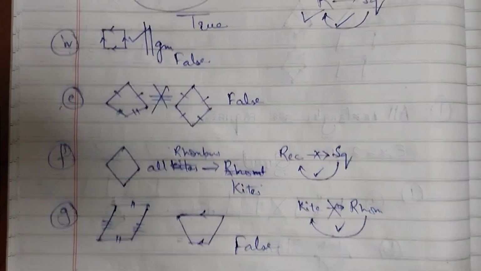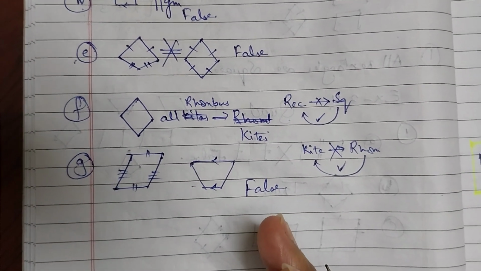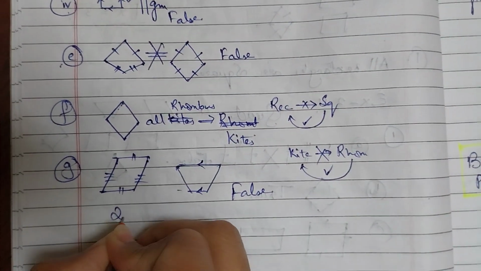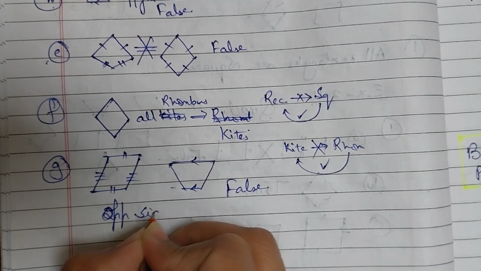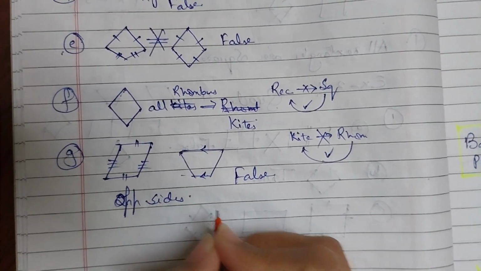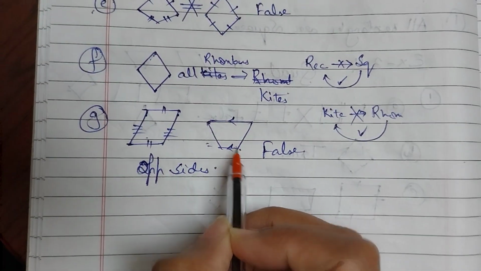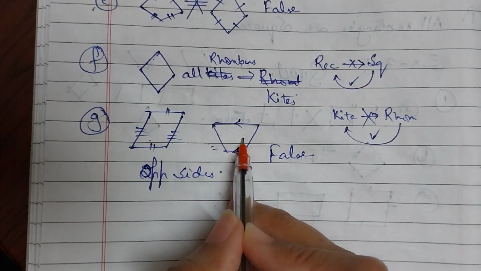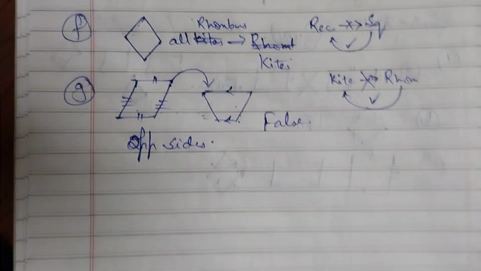Why is that false here? Because a parallelogram has opposite sides parallel. Opposite sides are parallel. Are parallelograms trapeziums? No, my mistake here. A parallelogram can be a trapezium. Why? I can convert it into a trapezium pattern.